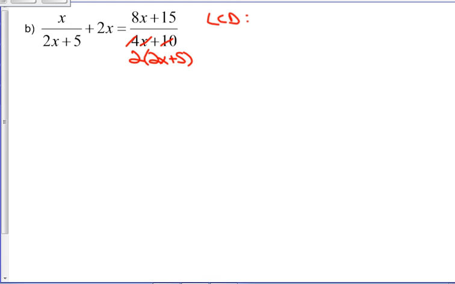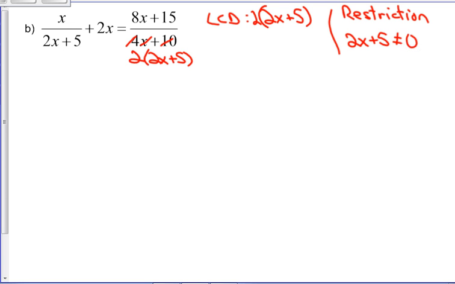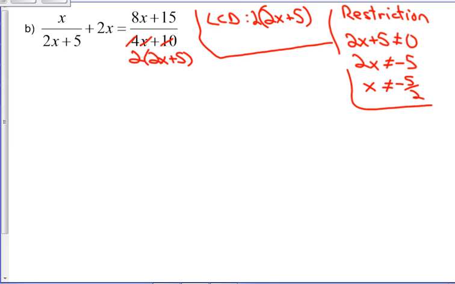we can see that they both have 2x plus 5 as part of the LCD. And we also need the 2. It also means that we only really have one restriction. The restriction that comes from 2x plus 5, that bottom, cannot be 0. Okay? Which means that 2x cannot be negative 5, or x cannot be negative 5 over 2. So that's all the groundwork. Now that we know that, I'm just going to rewrite the whole question.